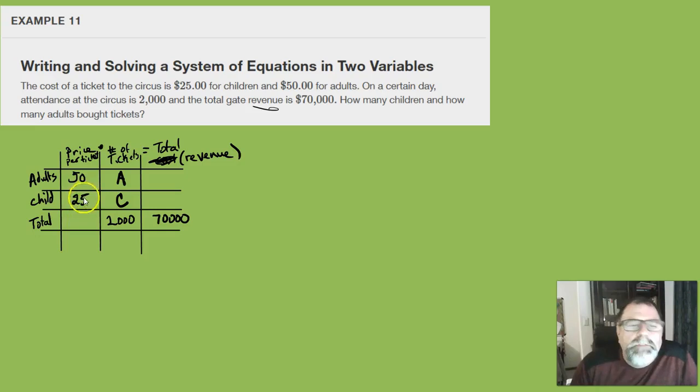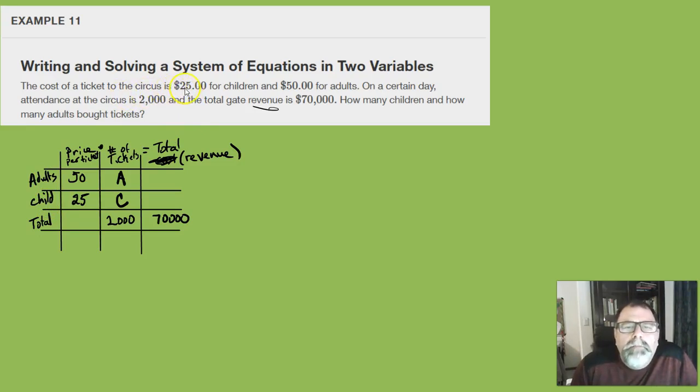So the way I use these charts, it just helps me organize all the information when I read it, right? So I read it the first time. I noticed, hey, this is going to be one of these. We want revenue, so it's the price per ticket times the number of tickets to get the revenue. And then you have different categories of tickets, so that goes on the side, adults and children. And then I can go back and read the problem again and start filling in this chart.